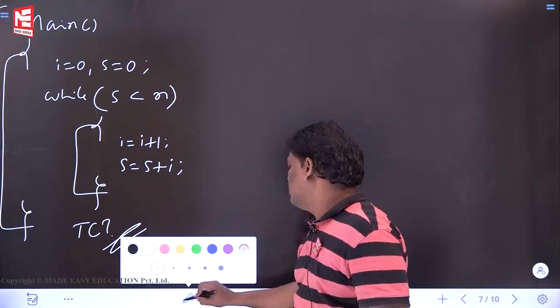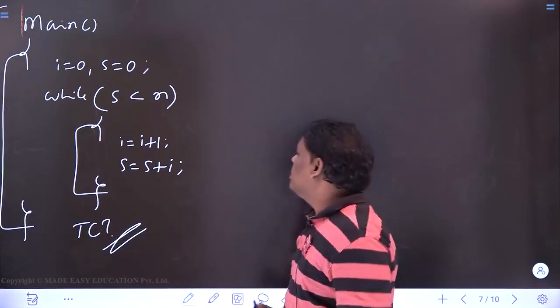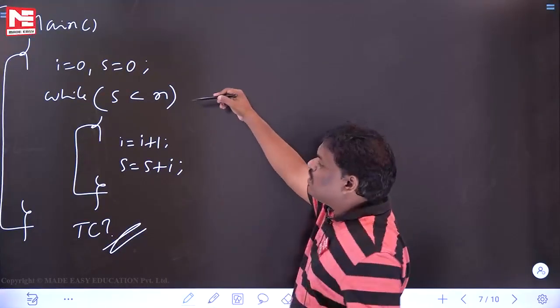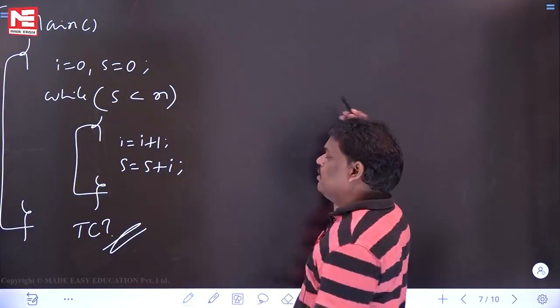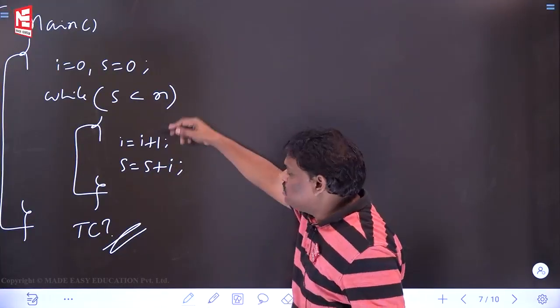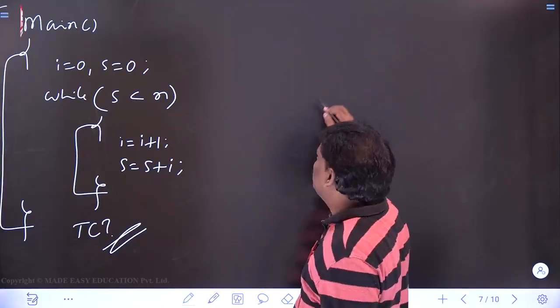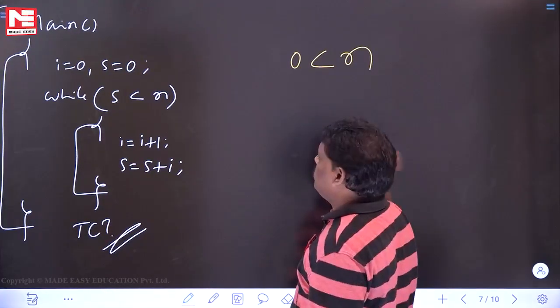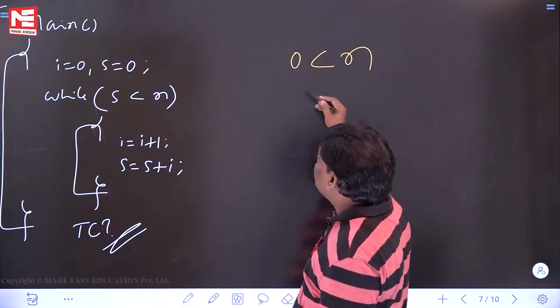Can you help me? Initially s value is 0. Whenever s value becomes n, this loop fails. So now the question is, how many times does this loop run? I will check. Initially s value is 0, so 0 less than n, pass. Next, afterwards, what is the answer?